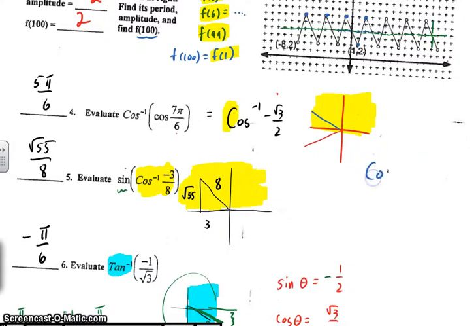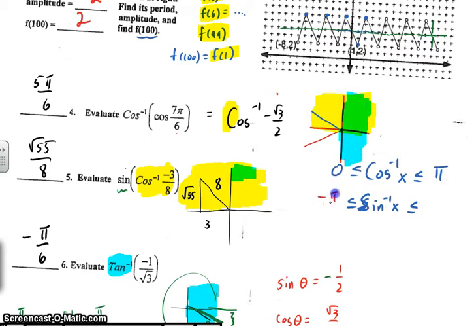Important to note that inverse cosine has a range that has to be between 0 and pi. Similarly, if I'm looking at inverse sine, with a capital S, then that is always going to give us a result in these two quadrants, but specifically between negative pi over 2 and pi over 2.